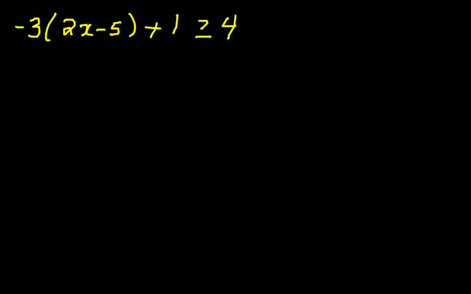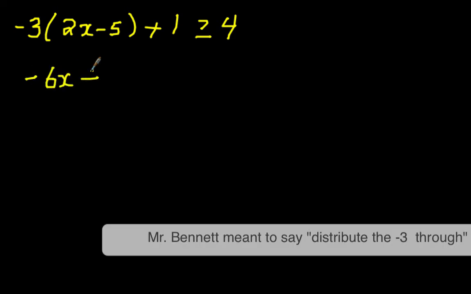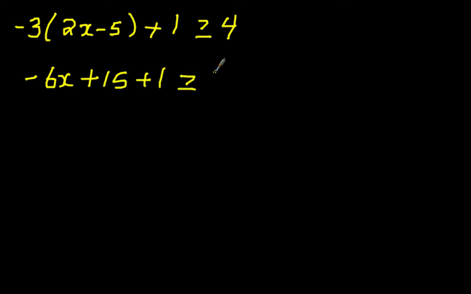Okay, let's get into ones that are now really multi-step, which is what this quick lesson is all about. So we have negative 3 times the quantity 2x minus 5, plus 1, is going to be greater than or equal to 4. So this is where they think it's multi-step. There's more than two steps to do this. So here we have to distribute. We see we have negative 3 times some quantity, so let's distribute that negative 3 through. We get negative 6x plus 15. Don't forget that 1. That's greater than or equal to 4.